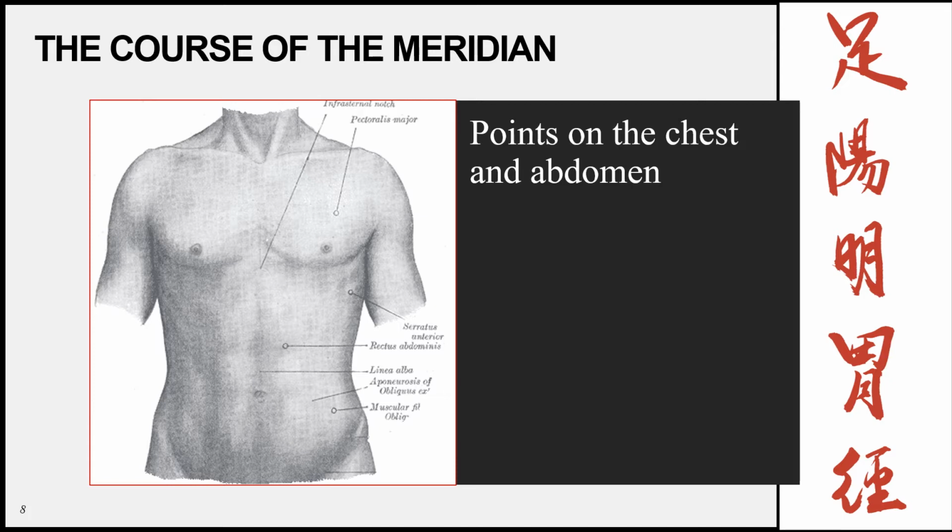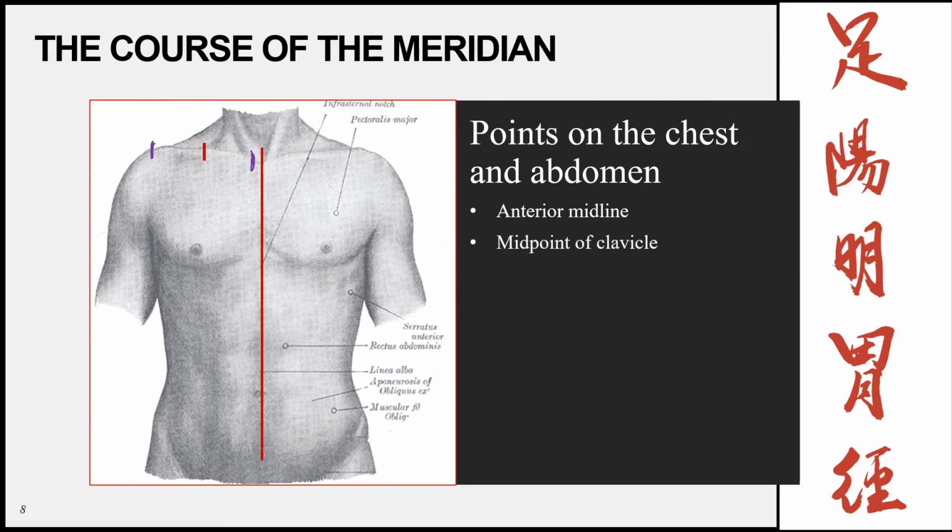So when we locate the points on the chest and abdomen for the stomach meridian, the first thing we locate is the anterior midline. This is this red line here in the middle. Then we're going to locate the midpoint of the clavicle. So you're going to go here to the medial end of the clavicle, and then you're going to palpate here and locate the lateral end of the clavicle, and you're going to take this distance from the medial to the lateral ends of the clavicle and divide it in half. And this is the midpoint of the clavicle.